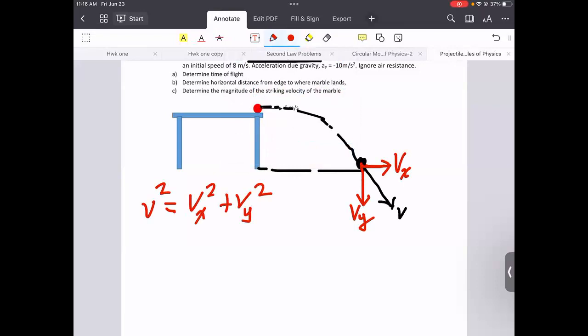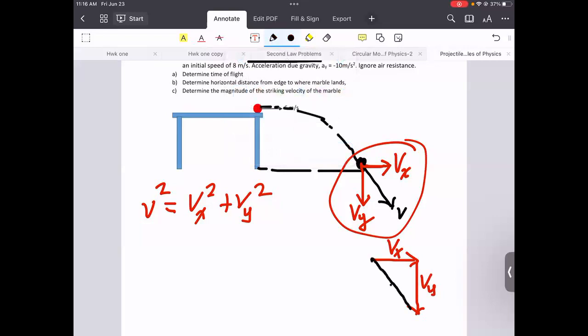Now remember, I can also write this as this. This could be Vx, this would be Vy, and this one can be here. This will be our V. So this forms a Pythagorean theorem: Vx squared plus Vy squared is equal to V squared. My goal is to know what Vx and Vy are.